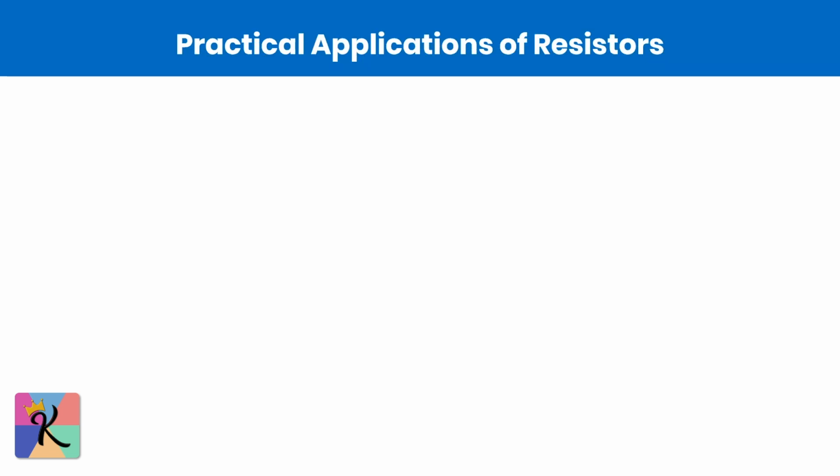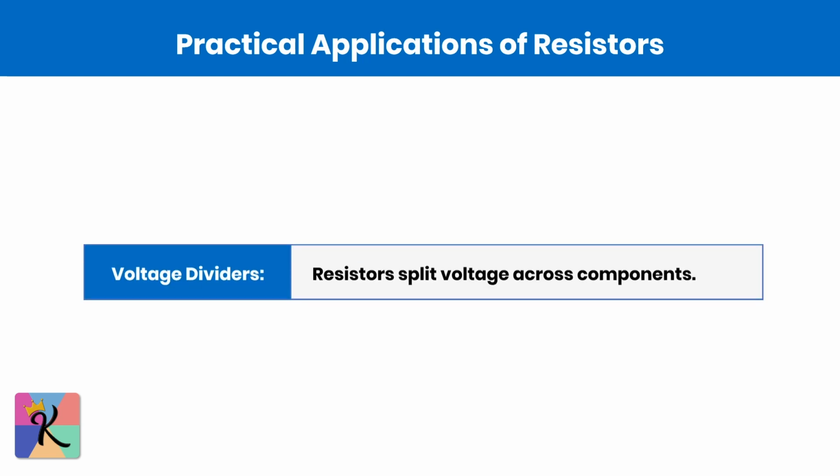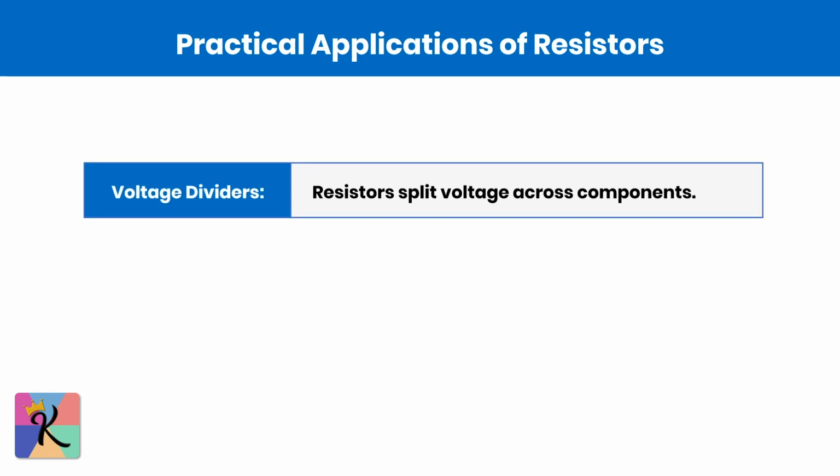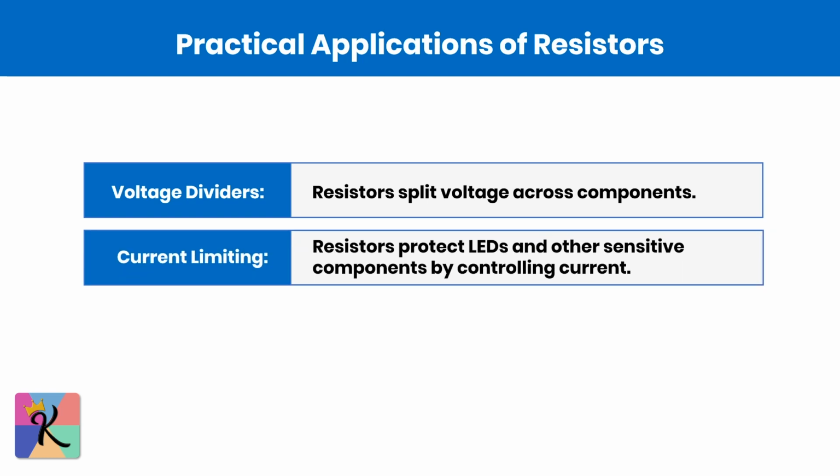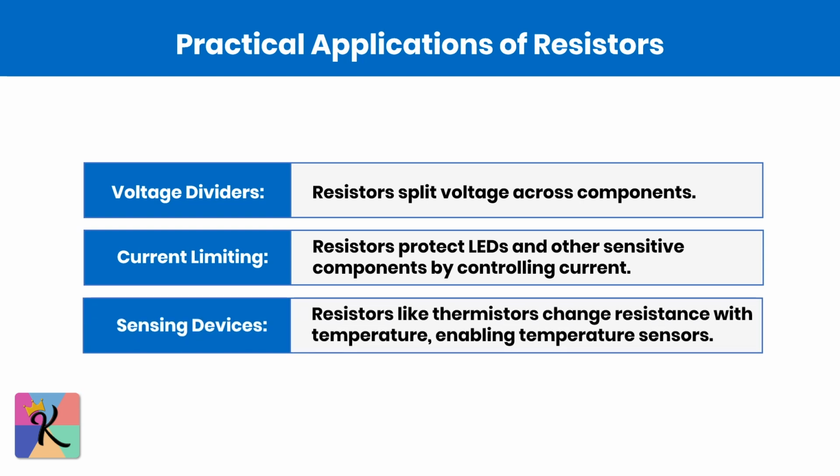Practical applications of resistors. Resistors aren't just theoretical, they have countless applications. Voltage dividers use resistors to split voltage across components. Resistors protect LEDs and other sensitive components by controlling current. And sensing devices, like thermistors, change resistance with temperature to enable temperature sensors.